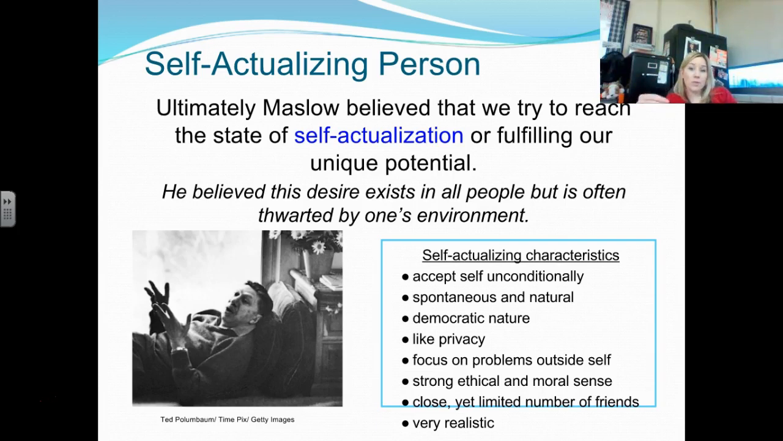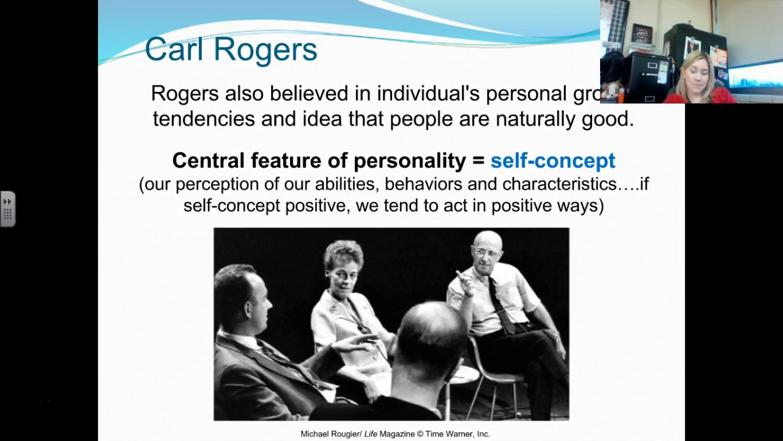They have a very close number of friends, but a very limited number. So they're not one of those people that seems to be besties with virtually everybody. And ultimately, they're realistic individuals. They know that there are certain things that they can attain, and they know there are certain things that they cannot. And so they recognize those aspects within themselves.